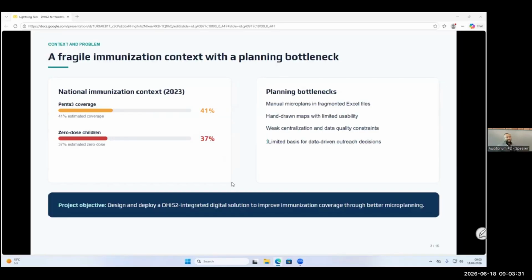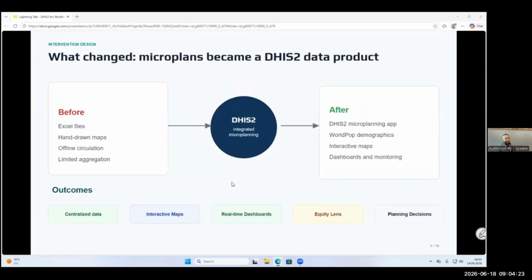What's the context here? We're talking about the Central African Republic, where immunization coverage for Penta 3 was at 41%, and zero-dose children were estimated at 37. That was a big problem we found there. There were also planning bottlenecks, where manual microplans were being done in fragmented Excel sheets. They had manual maps, drawn on with markers, and they had weak centralized data and quality constraints. Sometimes it worked for them, but it was really challenging. When we arrived, we had to learn what they were doing and how it was helping them, and then we digitized what they had already.